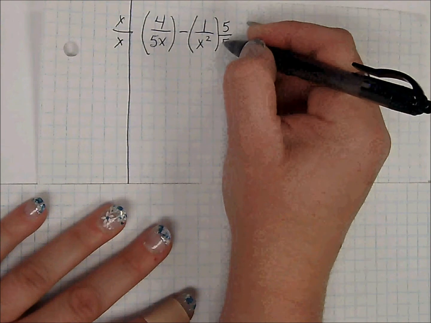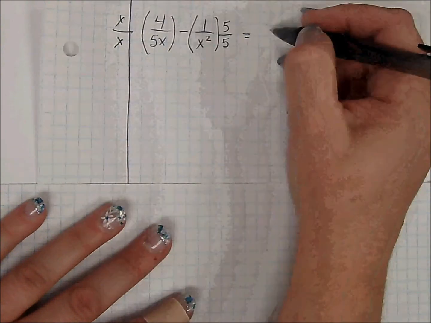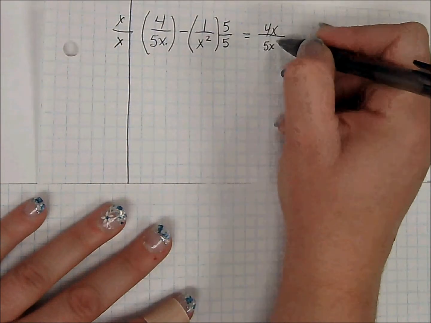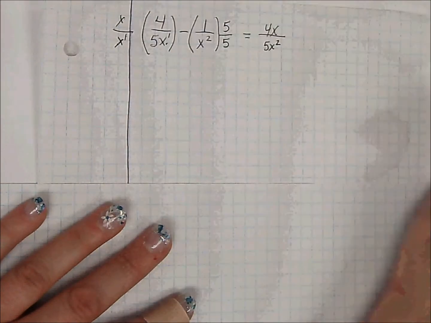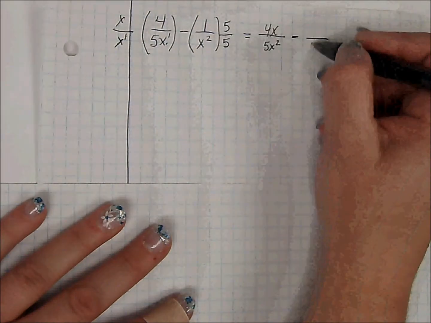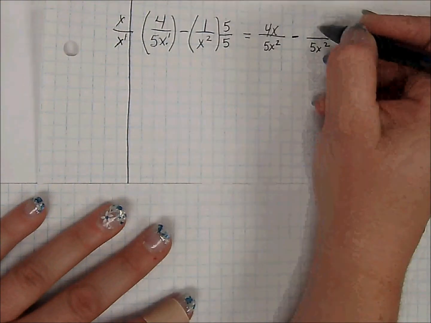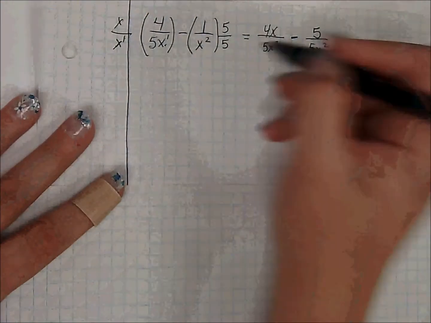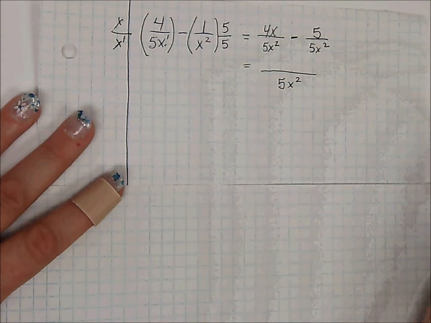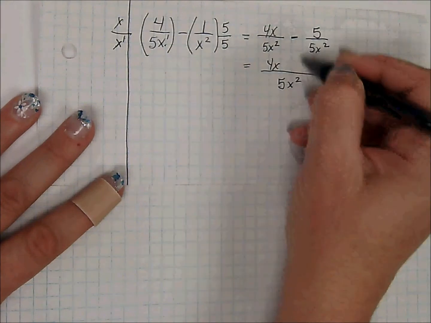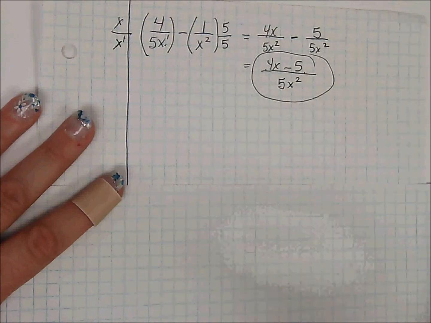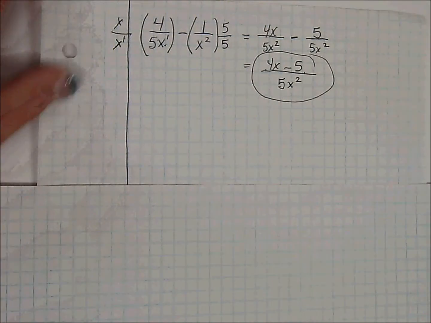Watch what happens when I do that. Here, I get 4x. On the bottom, x times 5x is 5x squared. Remember, 2 bases with 2 exponents, you add the exponents. Minus, on the bottom, 5x squared. On the top, 5. Let's go ahead and continue. Common denominators. So the bottom stays the same. 4x minus 5. I can't take anything out of the top, so it doesn't even matter if I want to try to factor it, I can't.